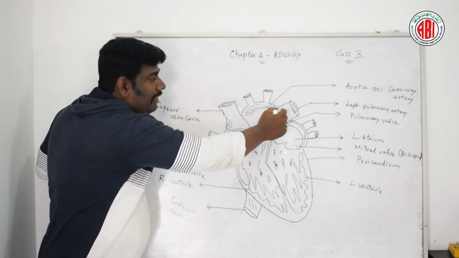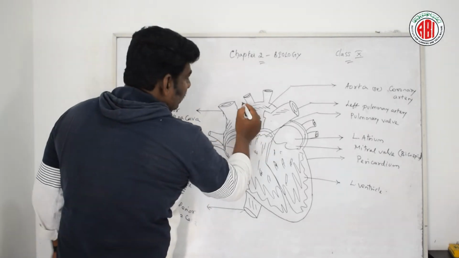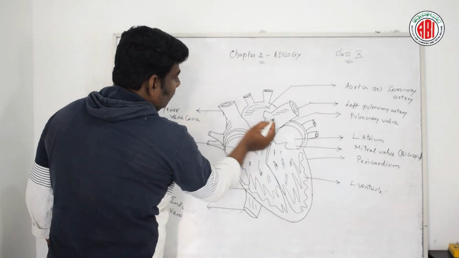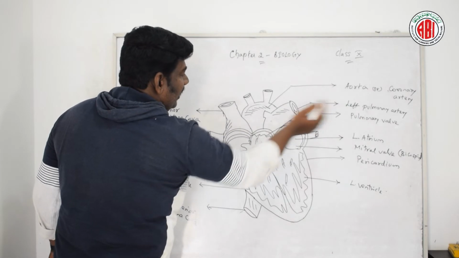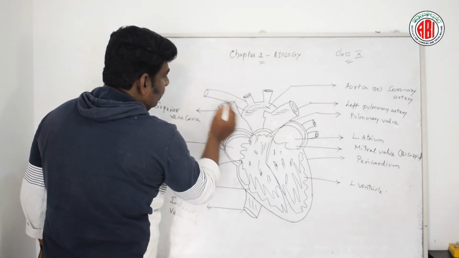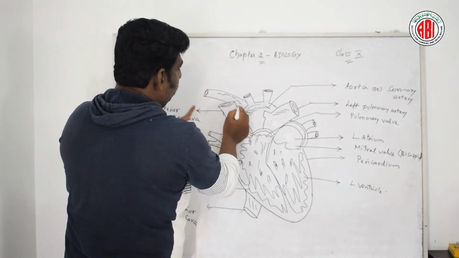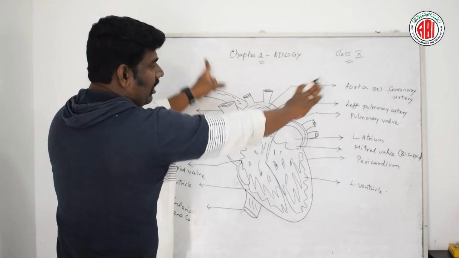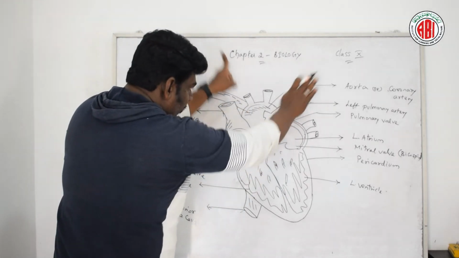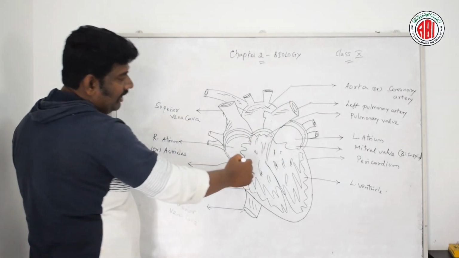But the pulmonary artery is a Y-shaped structure. We can see it looks like a Y-shaped structure. From the left side it is moving like this, and from the right side it is moving like this. So what is this called? This is the pulmonary artery. The pulmonary artery looks like a Y shape, as we can guess. Yes, it is like a Y shape.